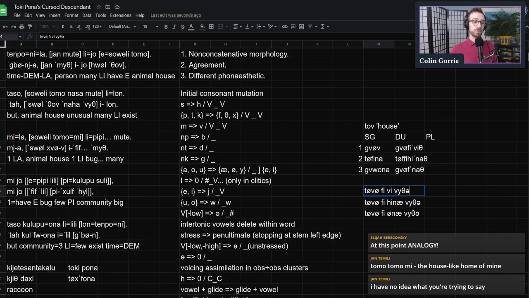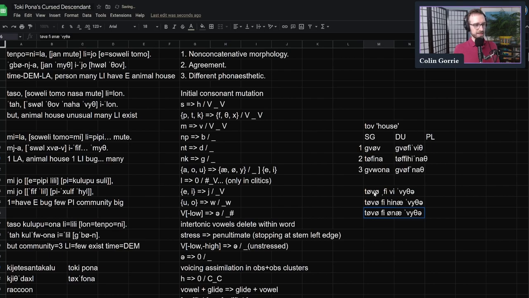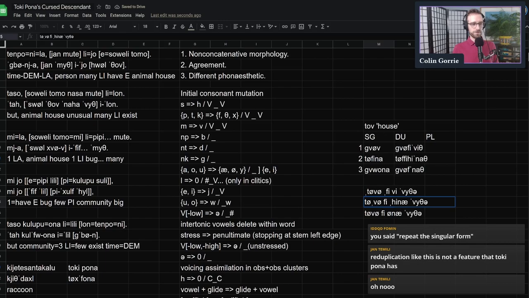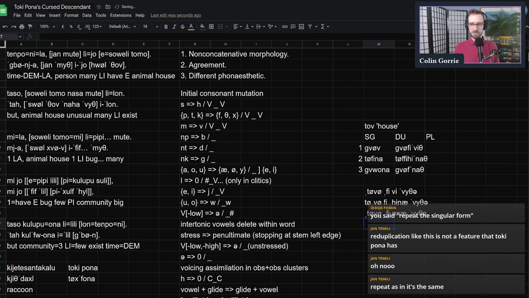So let's put this primary stress in first, actually. Teve fi vi vitha. So vitha is going to be our primary stress, and this is all one word. I'm just keeping them apart for practical reasons. Teve fi vi vitha. Teve fi hi na vitha. Teve fi na vitha. Okay.